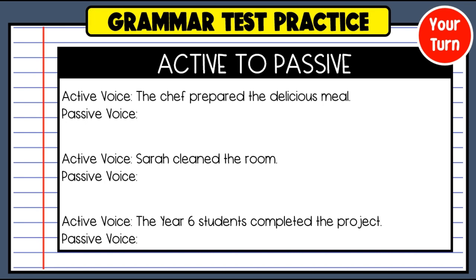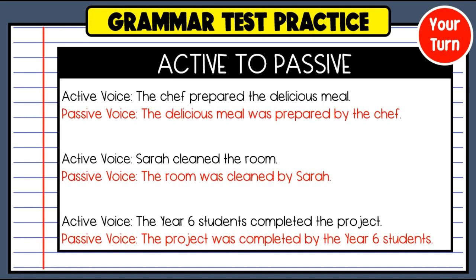Okay, let's look at some answers then. So, first one, the chef prepared the delicious meal. Second one, Sarah cleaned the room. And the third one, the year 6 students completed the project. Okay, so we knew before, when it comes to passive, we can use that little prepositional phrase. The word by goes in there.